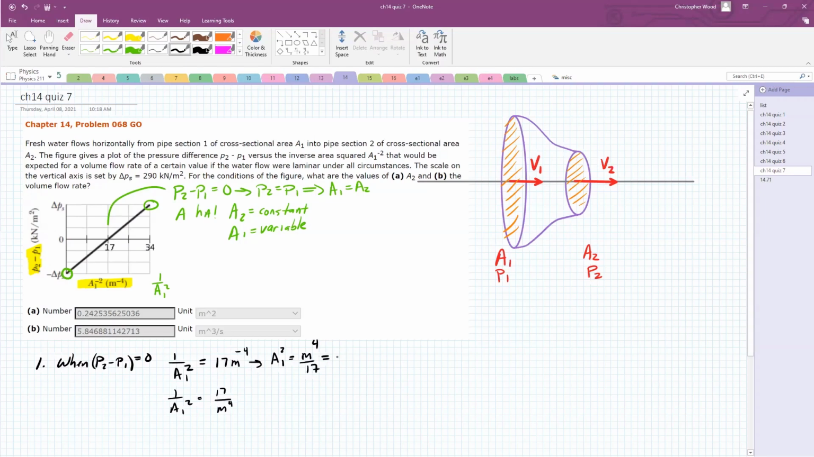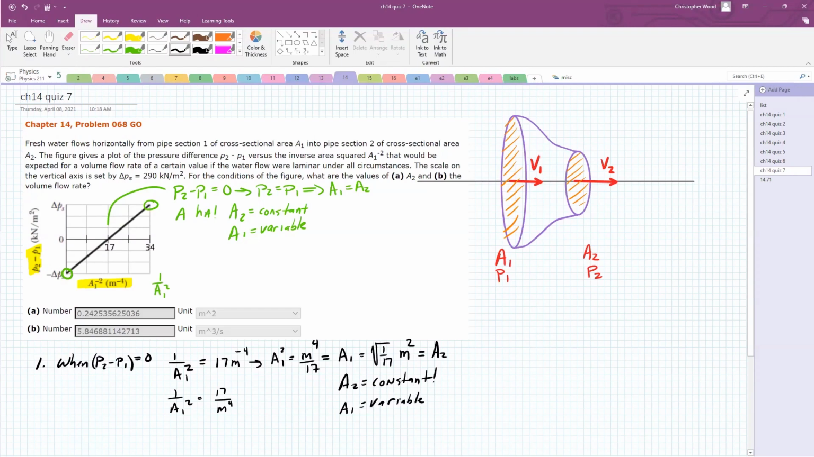I can say A1 equals the square root of 1 over 17. And when I square root meters to the fourth, I do get square meters, which is something I would expect. And this value equals A2. And I'm just going to make the note again. A2 is constant. So I know the official value of A2. A2 is constant. A1 is variable. I'm just sort of saying what's going on when A1 happens to have that value.